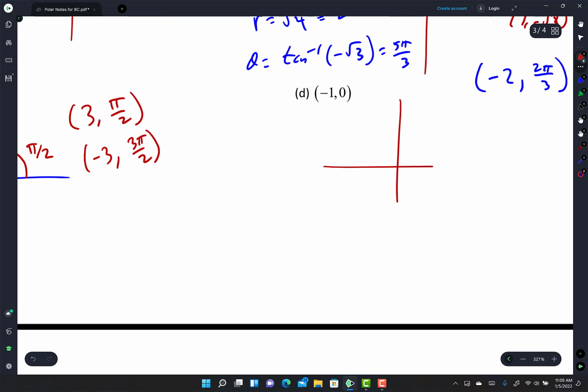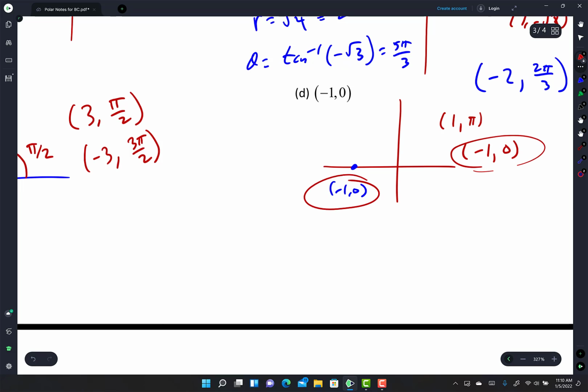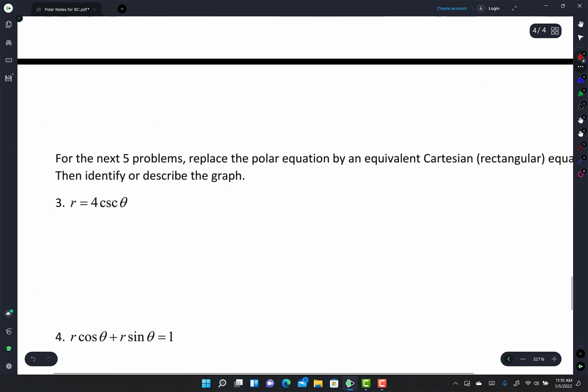Negative 1, 0. Give me an answer. 1 comma pi. Yes. Now give me one with a negative. Negative 1. Yes. Remember we said earlier this is one of the unique ones? Good job. All right, let's go to the next page.